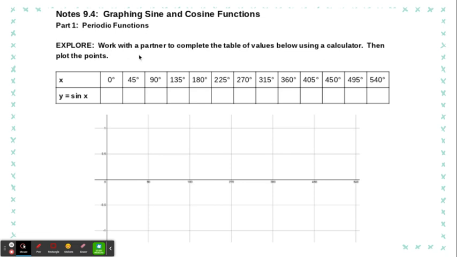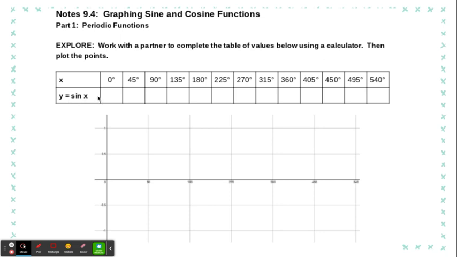This one's an explorer, so you can work with a partner or work on your own to get some values using a calculator this time. So unit circle to help us. Ready? I'm going to start you out. I'm going to ask you to pause the video and continue it using your own unit circle to see what this graph looks like. So we're going to graph what the sine of x looks like.